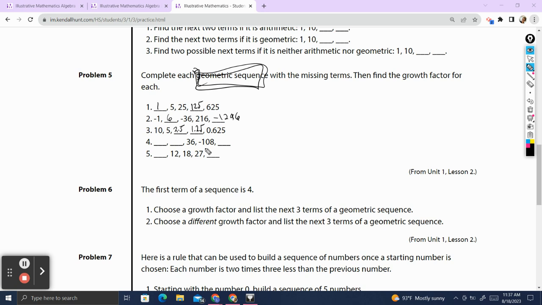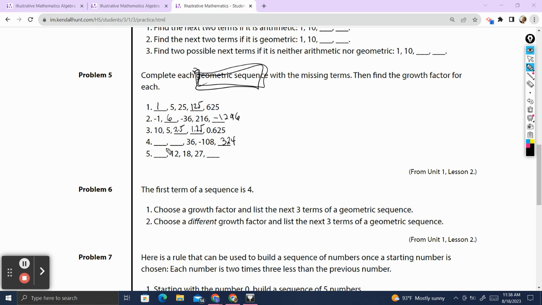36 to 108. Now, I'm not immediately sure what my scale factor here is, so I'm just going to divide 108 by 36 to figure out what I multiplied by. I'm not paying attention to the sign quite yet because I want to figure out the scale factor. So I find out that 108 divided by 36 is 3. And that tells me 36 times negative 3 got me 108. So 108 times negative 3 is going to get me my next term in the sequence. 108 times negative 3 is 324.